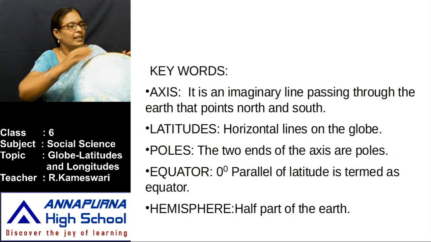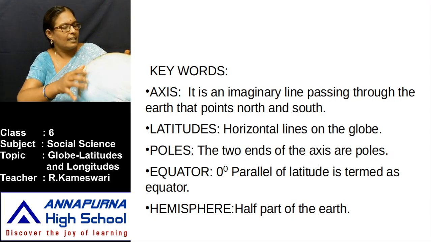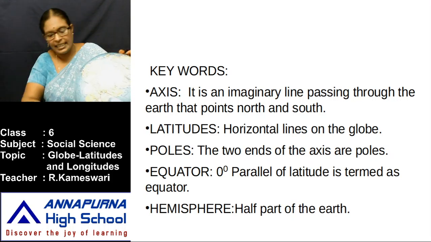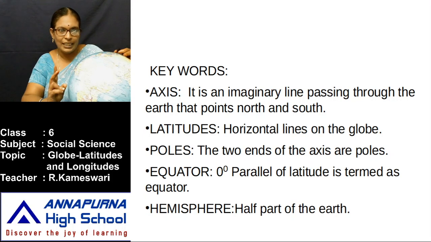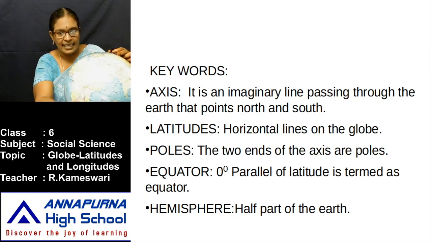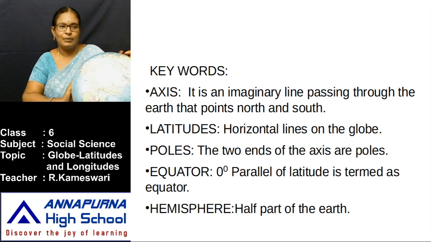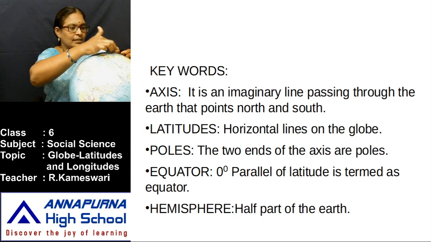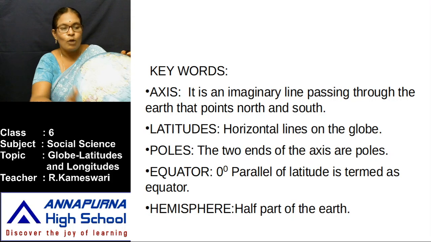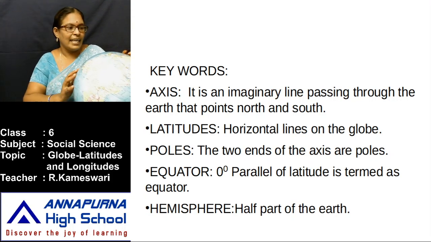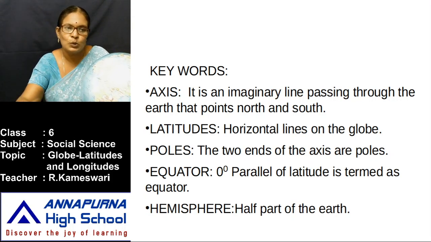And here, 0 degrees, the meridian. Longitude also divides our total earth into two equal halves. That is the eastern hemisphere and the western hemisphere. The lines 0 degrees longitude and 0 degrees latitude, both lines divide our earth into halves.